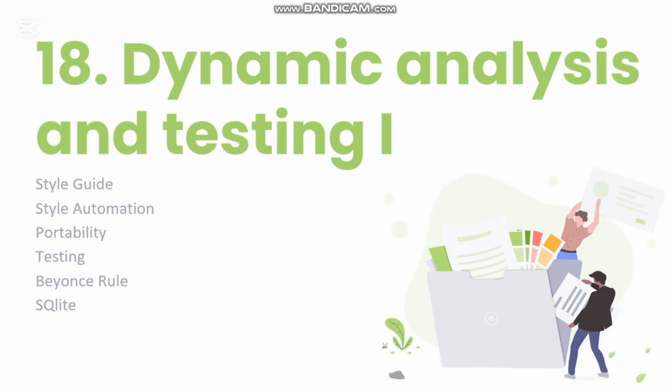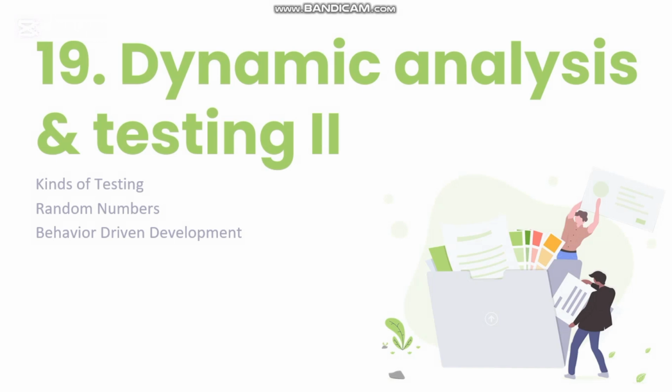Dynamic analysis and testing part 1. Here we see style guiding, automation, probability, then testing, and then the Beyonce rule. And after that, we will see SQLite. In the 19th lecture, we have dynamic analysis and testing part 2. Then we have kinds of testing, which include fuzz testing and many others. Then we have random numbers, and we also see behavior driven development.